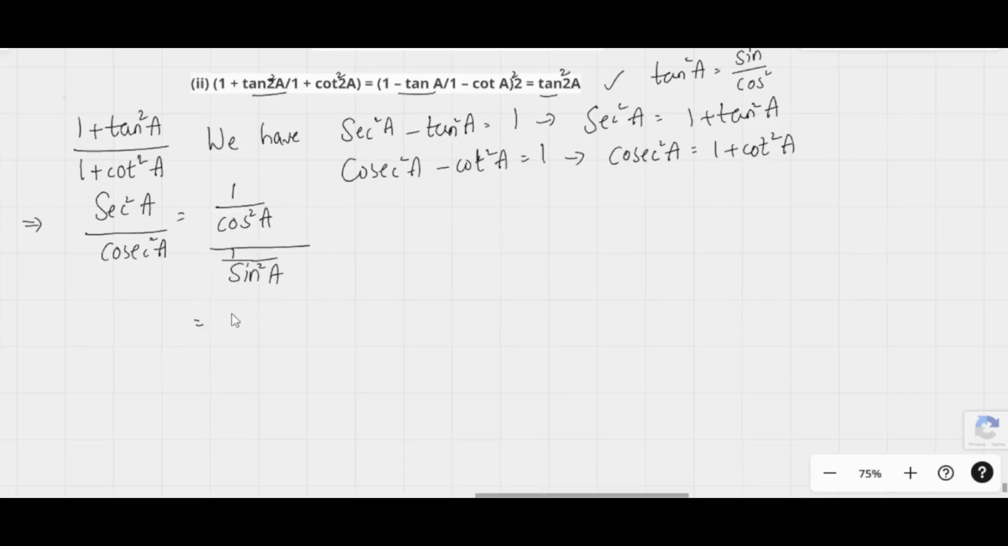So I'm bringing this denominator into the numerator. So 1 by cos square A into sin square A by 1. Whenever the denominator goes to the numerator, it will become reversed. 1 cancels. Sin square A by cos square A, and what is sin by cos? Tan. Nothing but tan square A. Hence we proved the first term. But now let us prove the second term, this one.